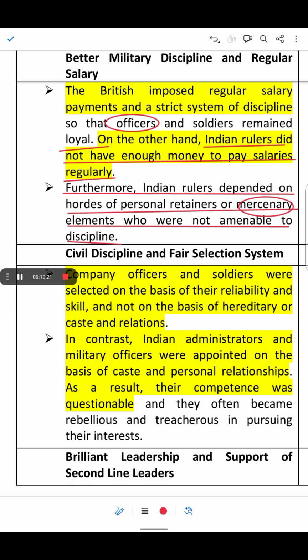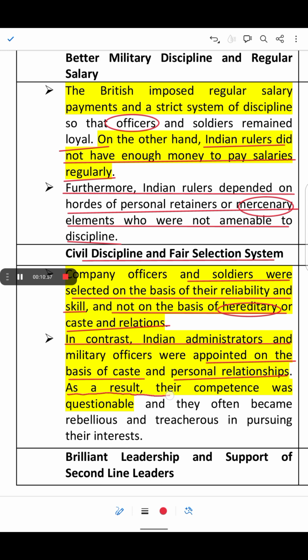Next topic is civil discipline and a fair selection system. Company officers and soldiers were selected on the basis of their reliability and skill, and not on the basis of hereditary, caste and relations. So in the British East India Company, officers and soldiers were selected on the basis of their potential and skills, not on a hereditary basis. In contrast, Indian administrators and military officers were appointed on the basis of caste and personal relationships, and as a result their competence was questionable. They often became rebellious and treacherous in pursuing their interest.